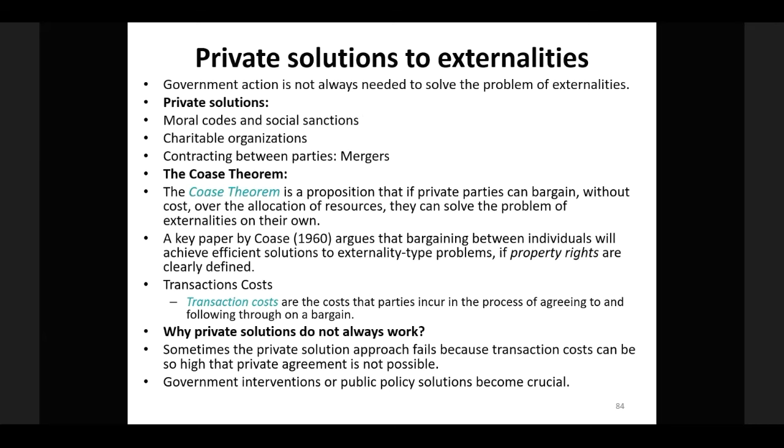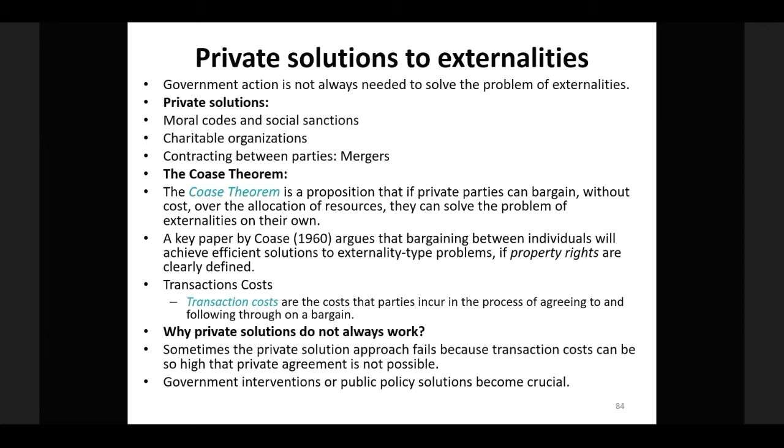And when you are bargaining in which you have several individuals on the table, the cost of bargaining is very high. So in this case, when we have several individuals that you have to bargain with, the cost of bargaining is high. So Coase theorem cannot solve that problem. But if the cost of bargaining, the cost of transaction is very low and property rights are clearly defined, then the Coase theorem should be able to resolve the externality.